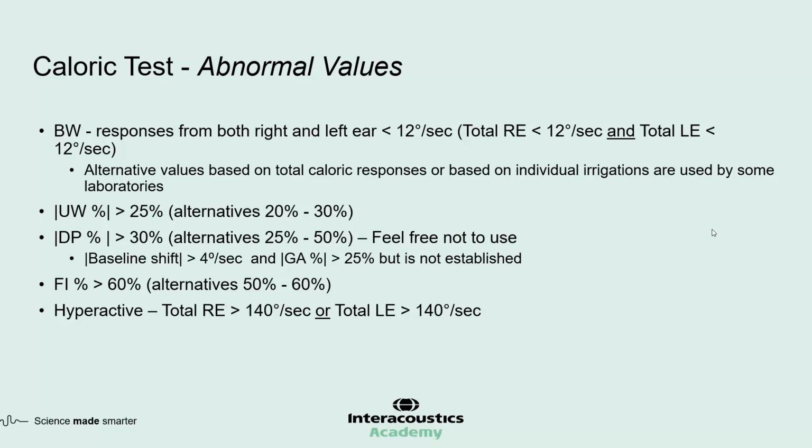The methods that have been used for identifying bilateral weakness include, for example, total responses less than 30 degrees per second. That total, I mean right and left. This is from older data from the 1960s and 70s. In the 1980s, the criterion was a total of 22 degrees per second for all 4 irrigations. And then there's the British Society of Audiology criterion that all 4 irrigations, each one of them, has to be less than 8 degrees per second.